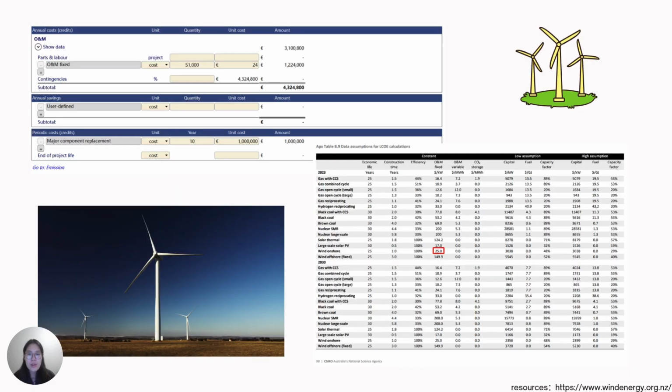Annual costs include 3.1 million euros in operation and maintenance, with fixed O&M cost totaling 1.22 million euros, bringing total annual costs to 4.32 million euros. Major component replacement every 10 years is estimated at 1 million euros.